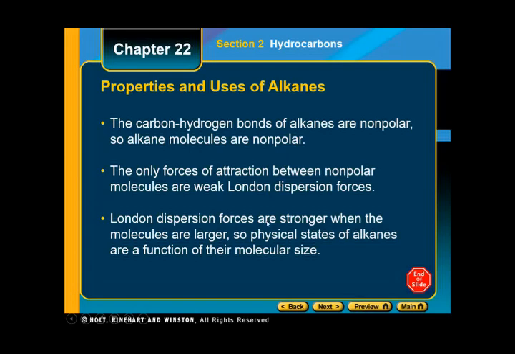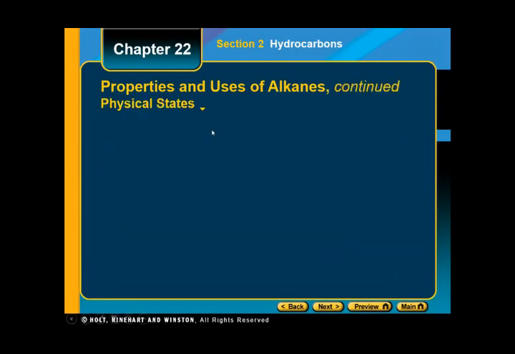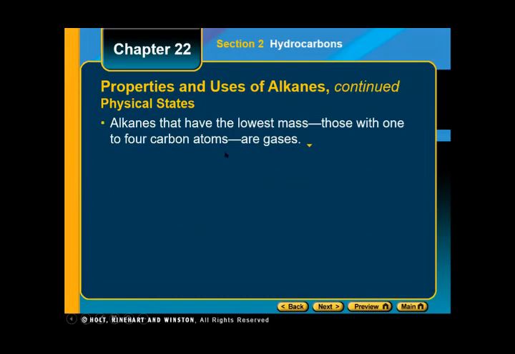But the London dispersion forces are stronger when the molecules are larger. So the physical states of alkanes are a function of their molecular size, depending on the number of carbon atoms that you have. The physical state will differ from one to another. If you increase the number of carbon atoms in the alkane, you have a higher melting point and higher boiling point and so on. Let's talk about the state of matter.